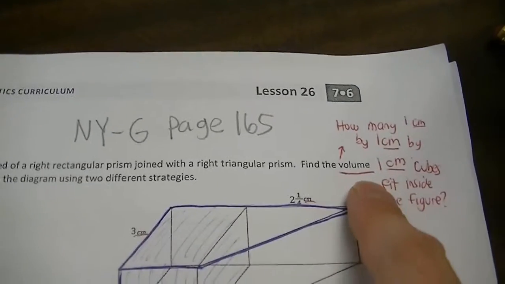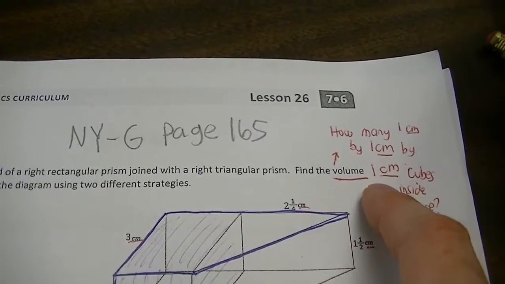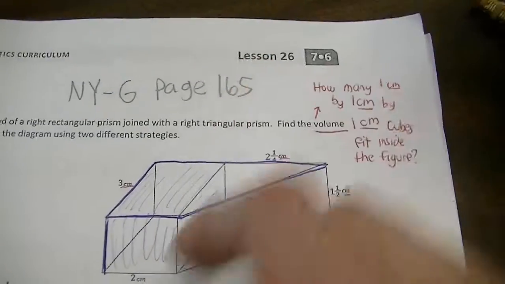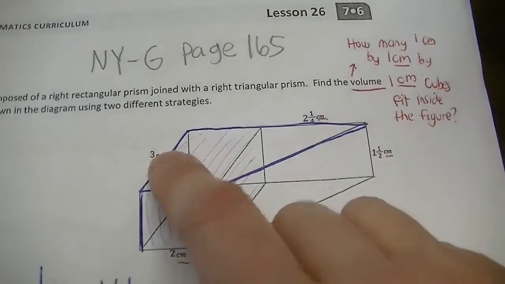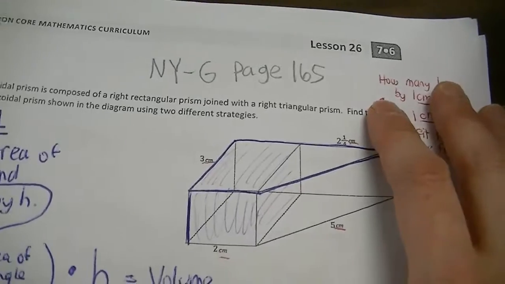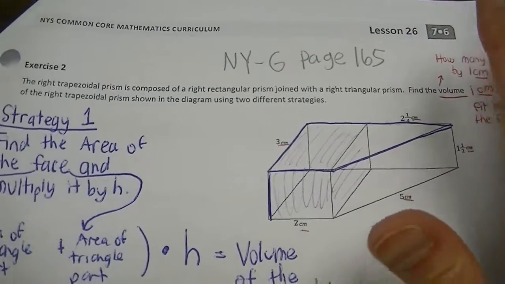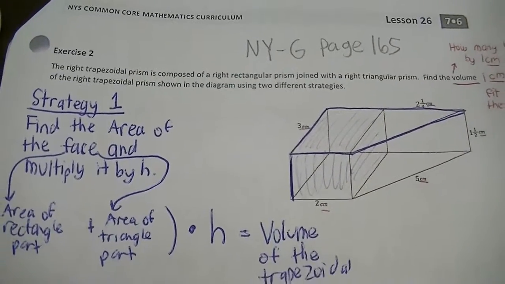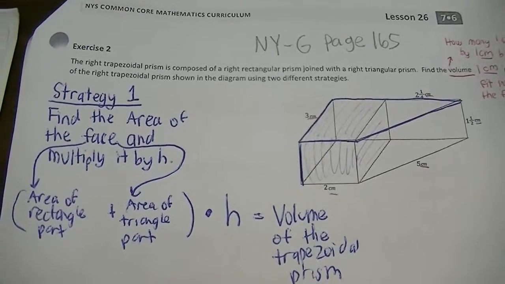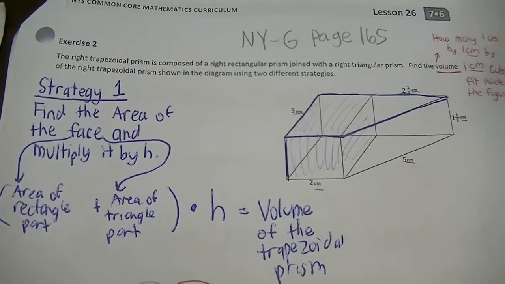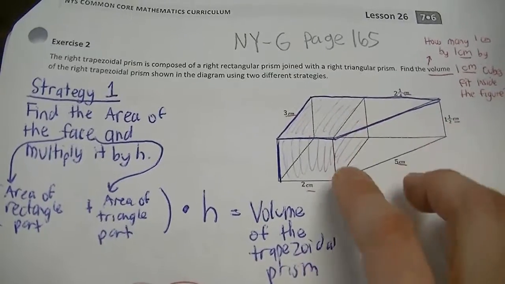Just a reminder, volume is going to tell you how many 1 centimeter by 1 centimeter by 1 centimeter cubes fit inside the figure. And the reason I'm using the units of centimeters is because that's what everything's labeled in, okay? And the directions want us to use two strategies. So instead of completing the problem for you, I'm going to lay out the two strategies that you want to use in order to find the volume of this figure right here, okay?